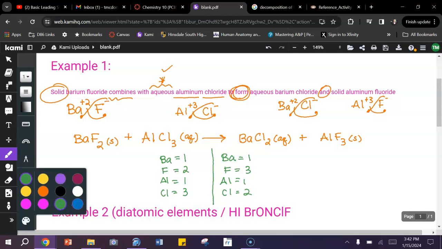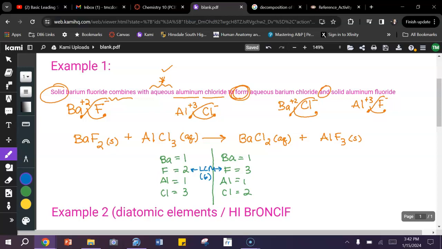So what I'm going to do, since 2 and 3 are not divisible evenly within each other, I'm going to look for the least common multiple of 2 and 3. And the way that you do that is you just multiply 2 times 3, which gives us 6. And what I'm going to do with that is add coefficients so that I get 6 fluorines on my reactant side and 6 fluorines on my product side. So if I look at my fluorines, I have a little subscript of 2 here. And so if I put a 3 in front of the compound that contains fluorine, my fluorines will become 6, which is exactly what I wanted.